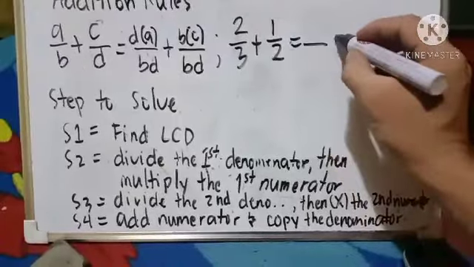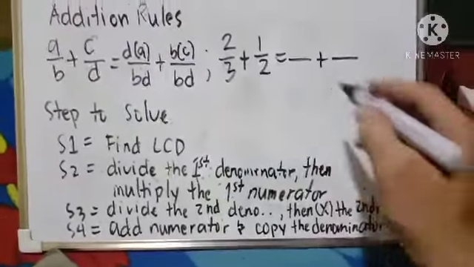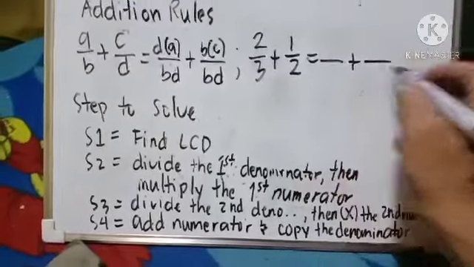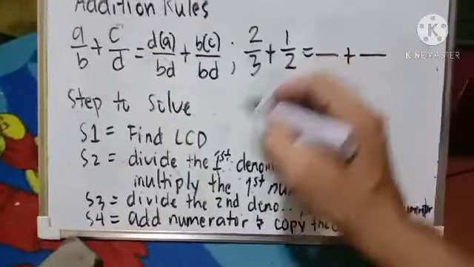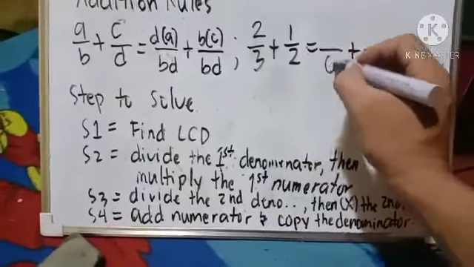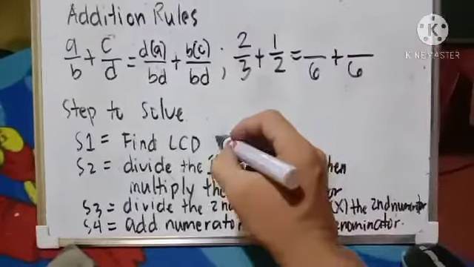Okay? Gagawa muna tayo dito ng lines at saka plus. To find the LCD, 3 times 2 become 6. The LCD is 6.